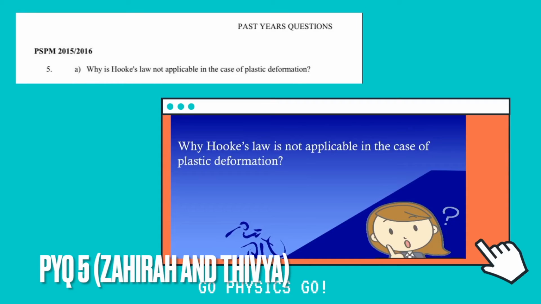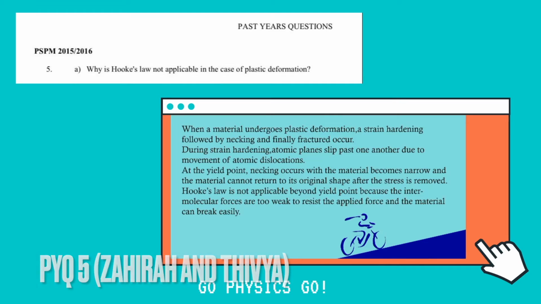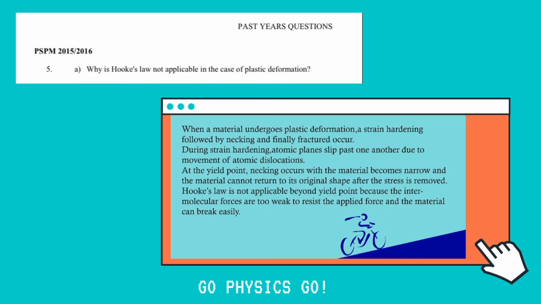Why is Hooke's law not applicable in the case of plastic deformation? Hooke's law is not applicable in the case of plastic deformation because when a material undergoes plastic deformation, strain hardening followed by necking, finally fracture occurs.